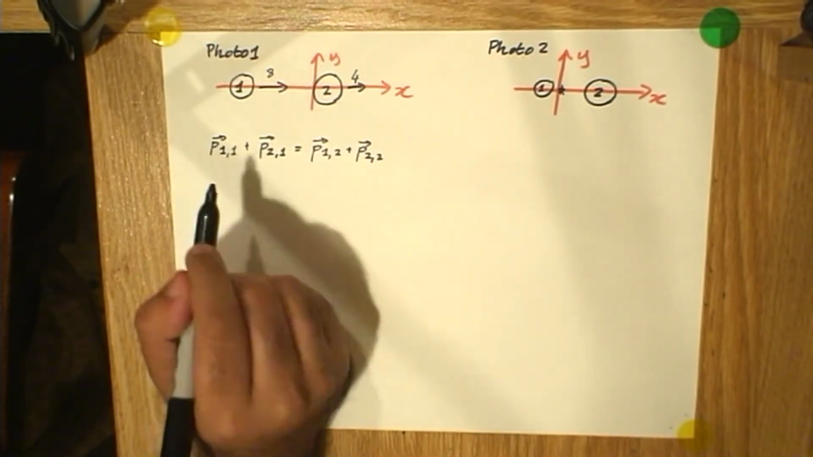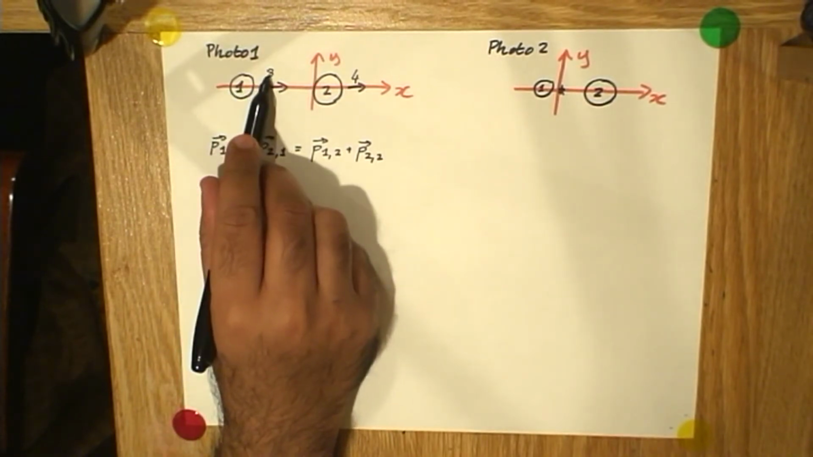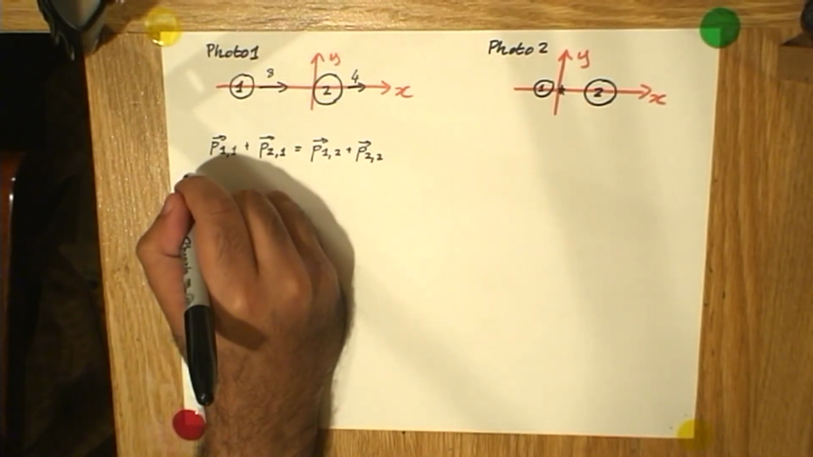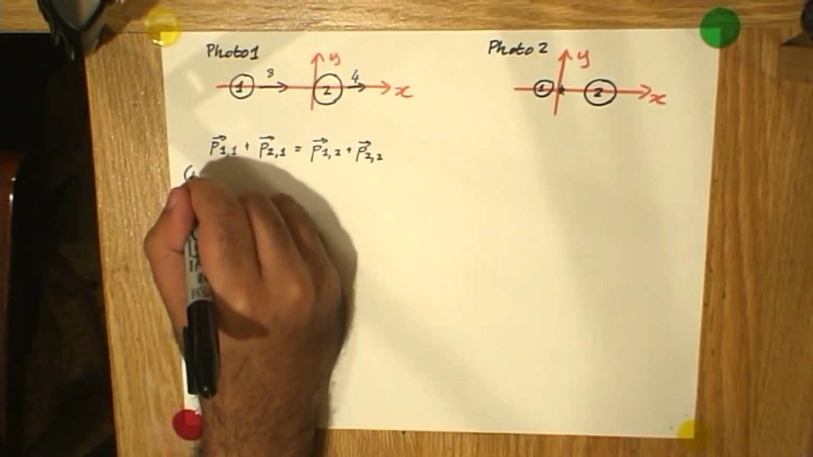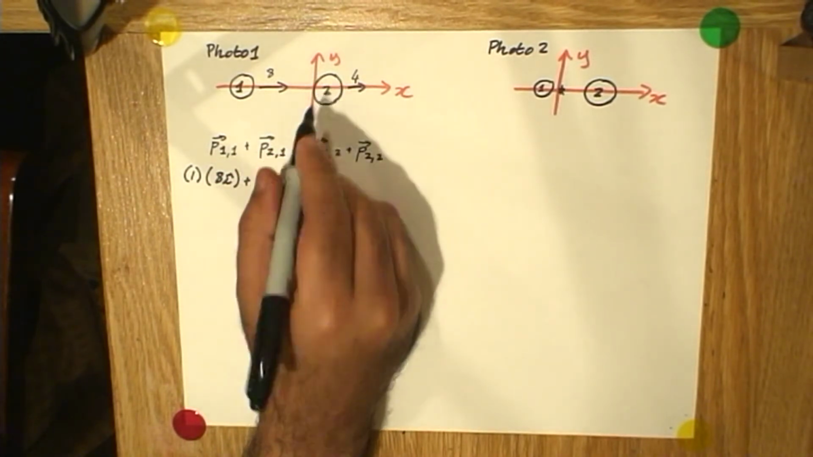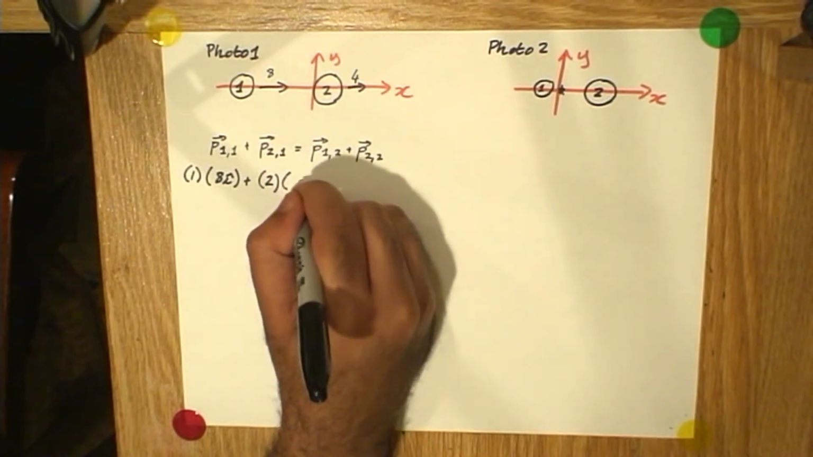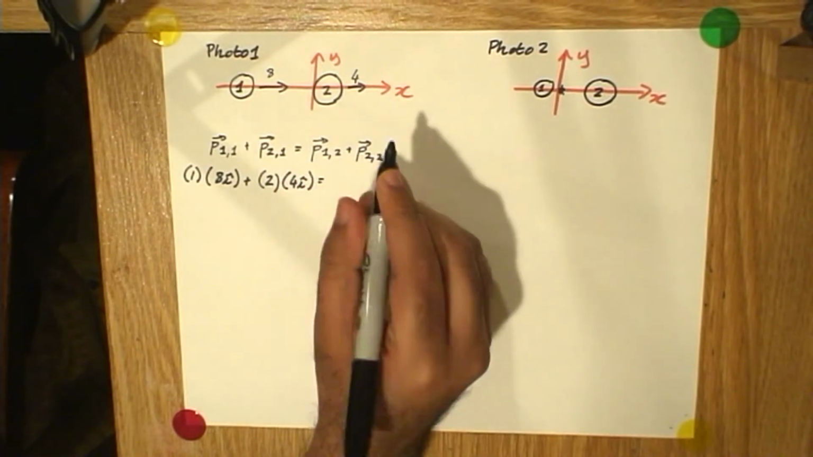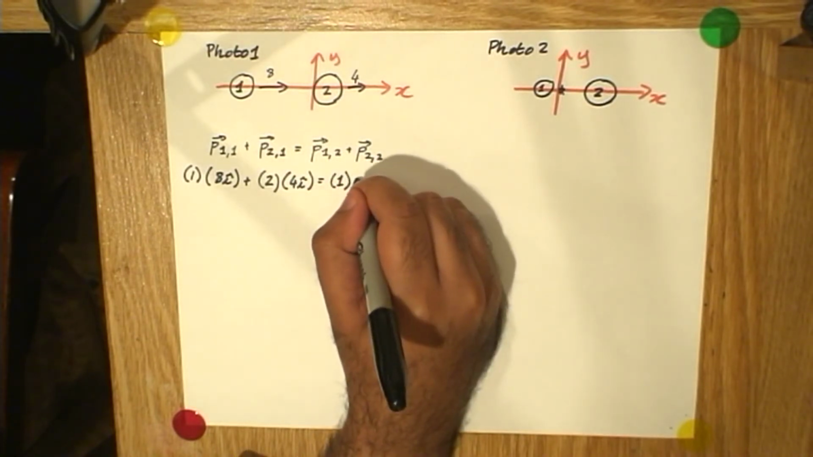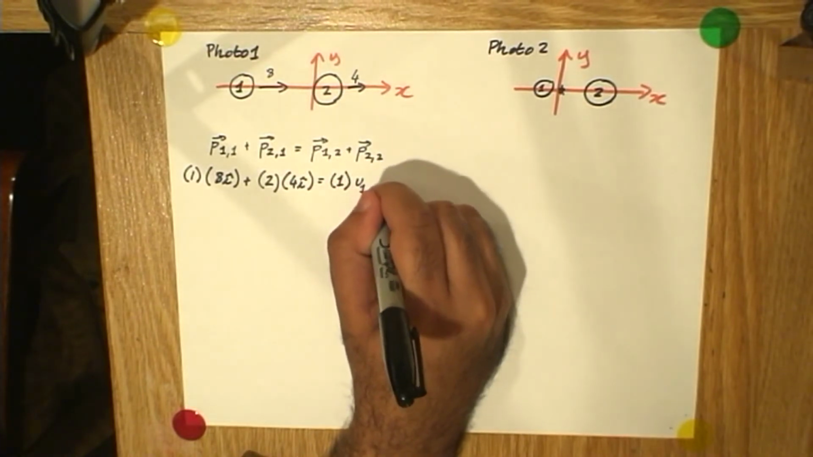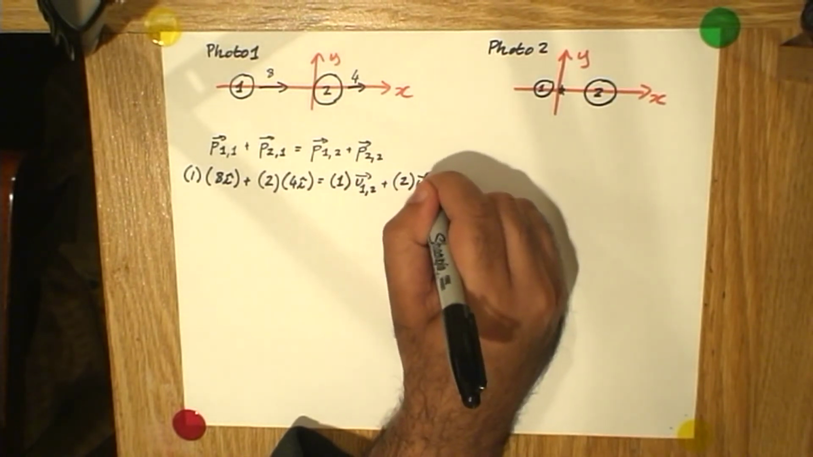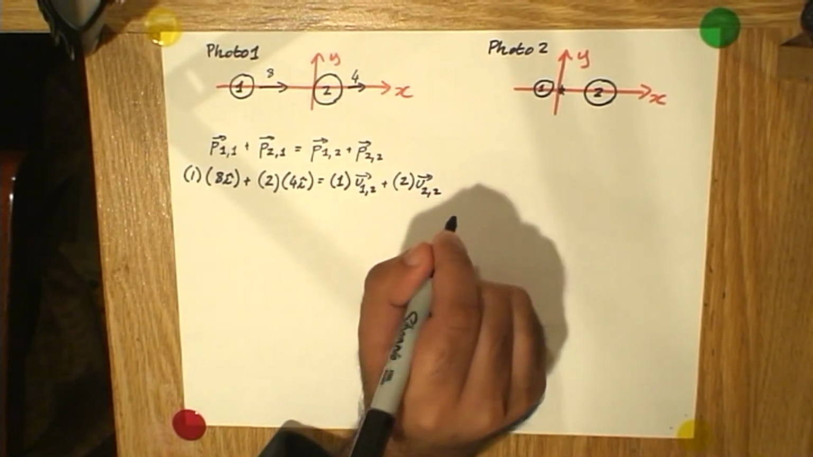Now let's expand this out. The definition of momentum is mass multiplied by velocity. So let's find that out for each one of these bodies over here. So for the 1 kilogram, mass 1, velocity 8 I hat, plus, for the second object, mass 2, velocity 4 I hat, is all equal to the mass of the first object, 1, multiplied by the velocity after the collision, which would be v12, plus mass of the second object, 2, times the velocity of the second object, which is v22.